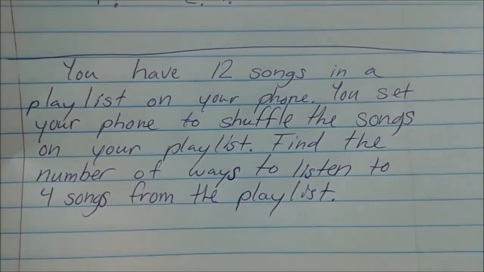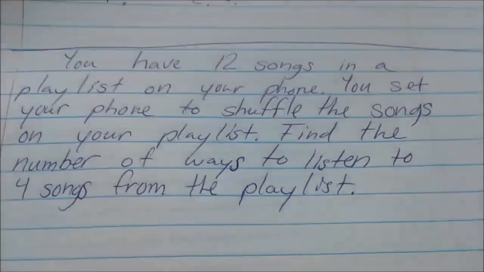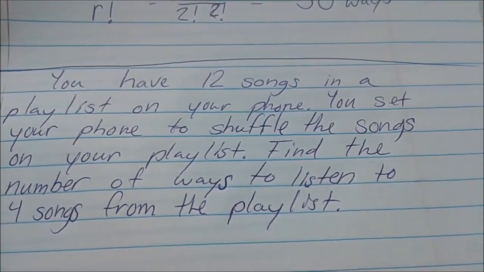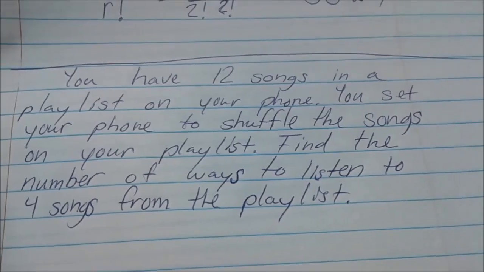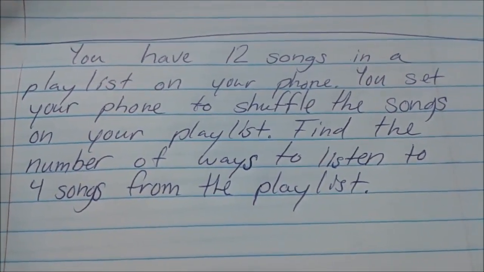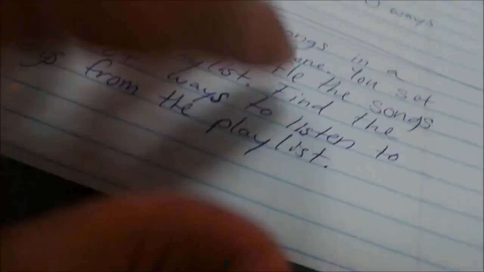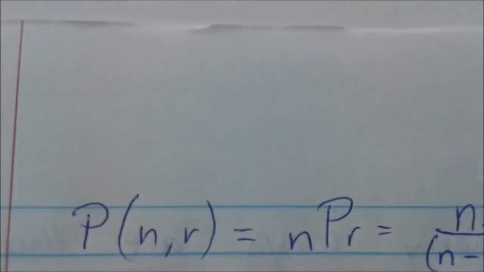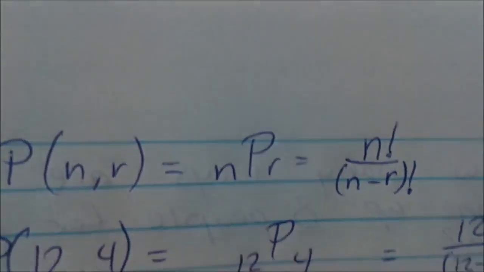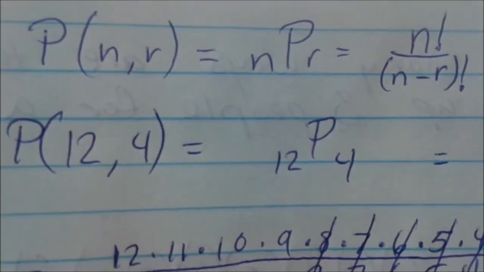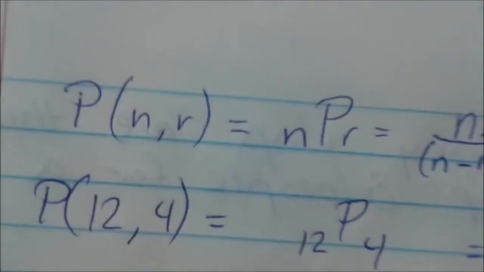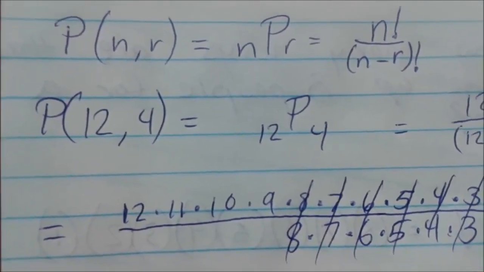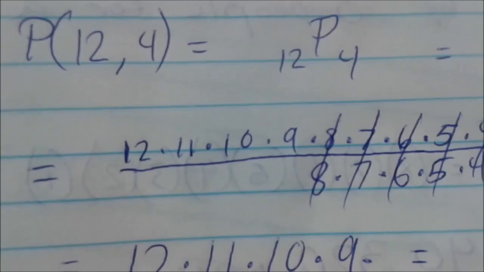You have 12 songs in a playlist. On your phone, you set your phone to shuffle the songs on your playlist. Find the number of ways to listen to 4 songs from the playlist. Alright, here we go. This is the formula that we're using. That's it right there. So we just plug the numbers in, 12 and 4. 12 is how many songs there are, and 4 are the songs that we want in the playlist.